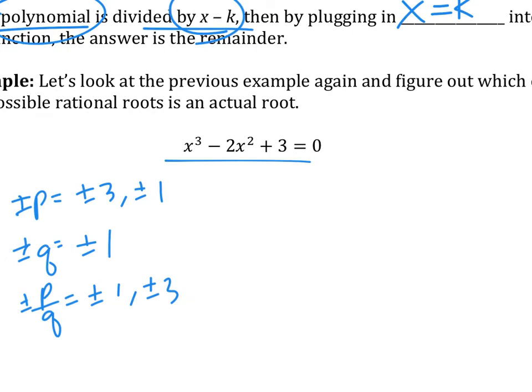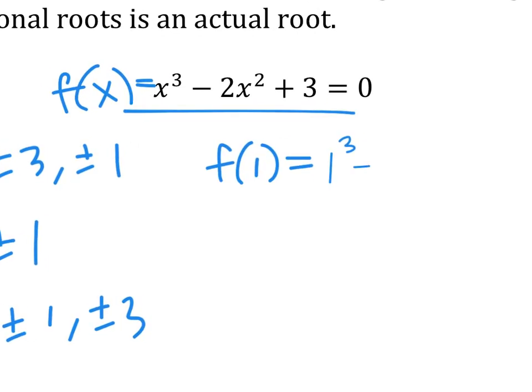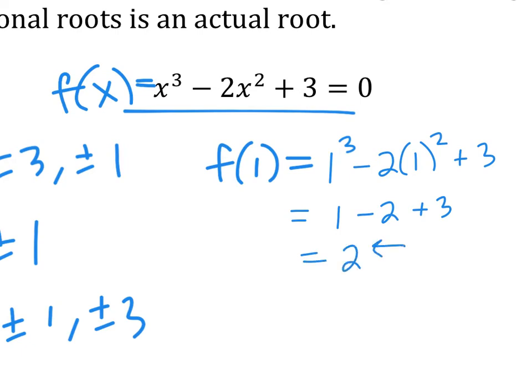I am going to start checking number 1. So that means I'm going to put 1 into the function. Okay, my function is this equation here. The equation x cubed minus 2x squared plus 3 is my function. I'm going to put 1 inside. Okay, so 1 cubed minus 2 times 1 squared plus 3. 1 minus 2 plus 3. What is that? 2. 2 is my remainder.